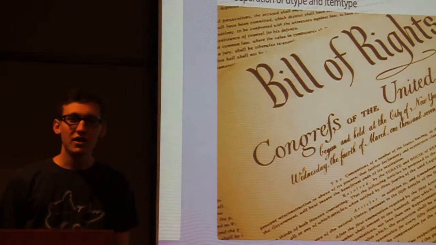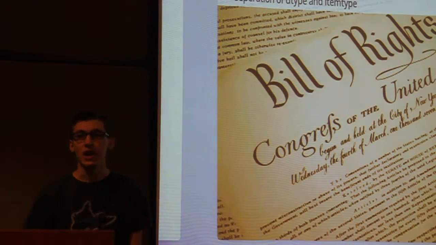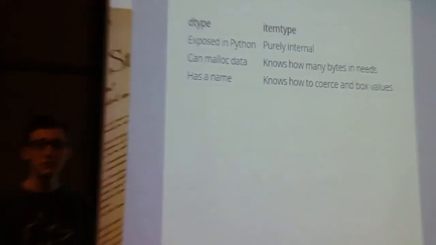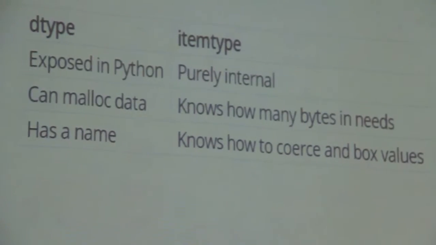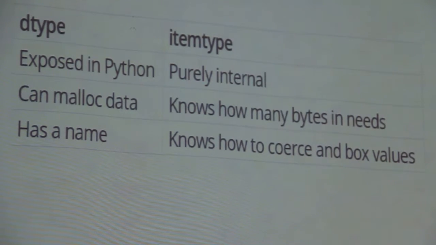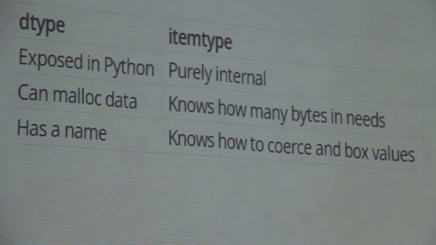So I invented the separation of d-type and item type, where d-types are these structures that are exposed in Python. NumPy has certain APIs to expose, so we have to keep implementing them. So d-types are something that are exposed in Python. But item types are this internal structure that knows about different types. And so there's a very nice separation of responsibilities. Internally, d-types are responsible for malloc-ing the memory of an array, but an item type is responsible for knowing how many bytes it takes up. So the d-type can know how many bytes it needs to allocate.